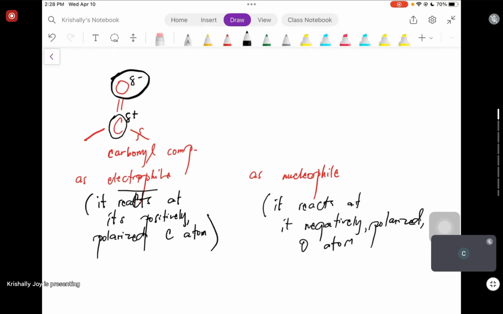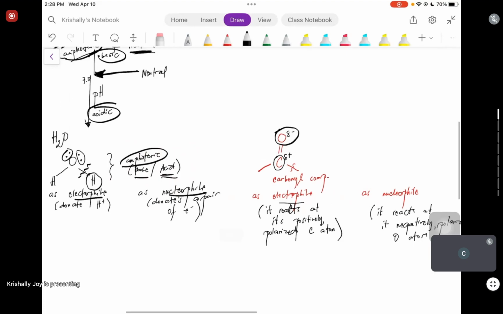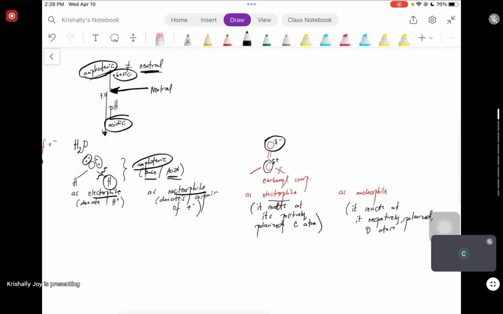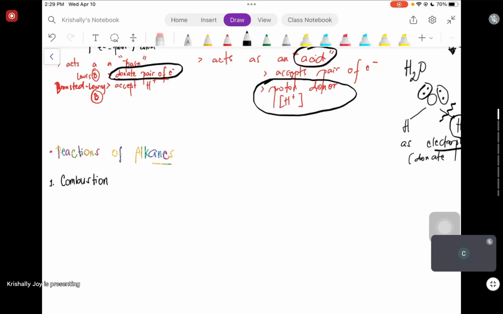Okay, so that's how a carbonyl compound acts as an electrophile or as a nucleophile. So your takeaway here is there are compounds that may act both ways. Pwede siya electrophile or nucleophile, as long as that compound is classified as amphoteric. Pwede siya acid or base in some instances, or electrophile, nucleophile in some instances. Okay? So that's the overview of chemical reactions among organic compounds.